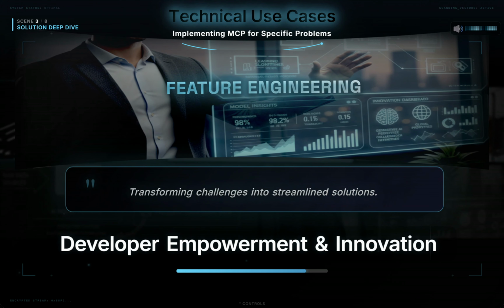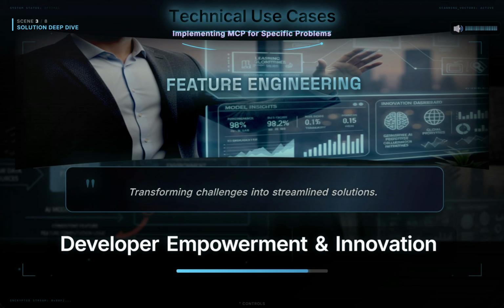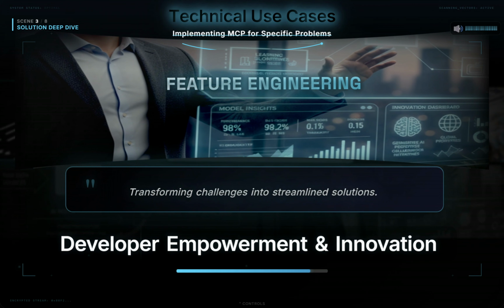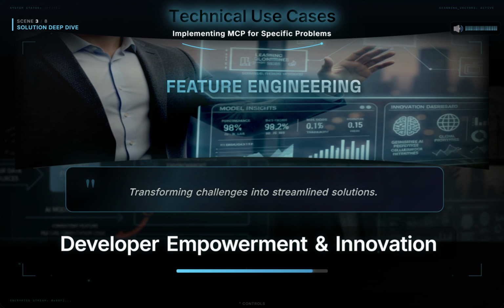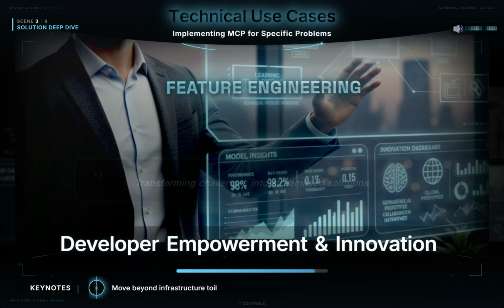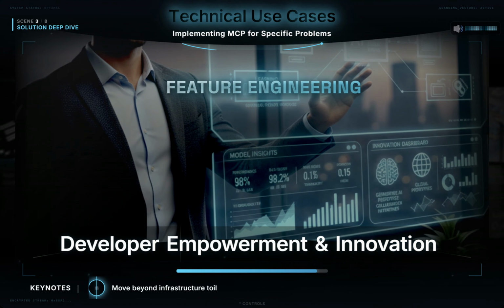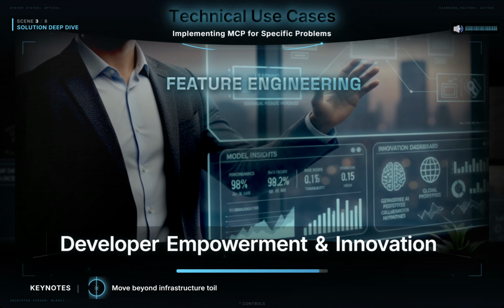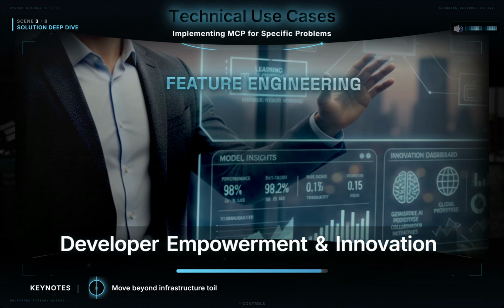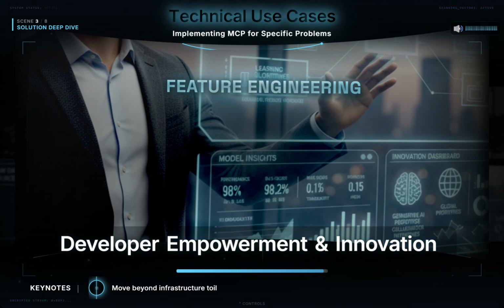These are just a few examples of how MCP directly addresses deep technical pain points, enabling developers like you to move beyond infrastructure toil and focus on the innovation that truly drives value. What kind of advanced AI pipelines could you build with this level of streamlined efficiency? Let's explore the tools and ecosystem that make this possible next.